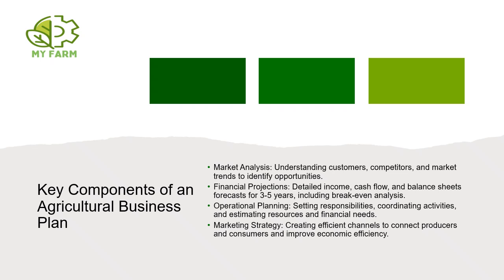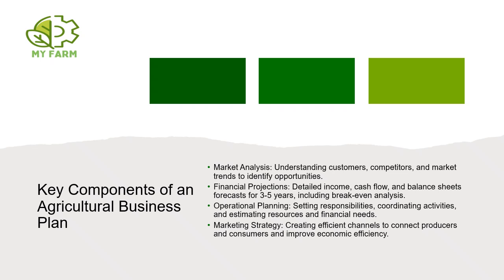Another crucial component is financial projections. These include detailed forecasts for income, cash flow, and balance sheets over a 3 to 5 year period. Financial projections help estimate future profitability, determine funding needs, and evaluate whether the business idea is financially viable. A key part of this section is the break-even analysis, which shows the minimum level of production or sales needed to cover costs. This helps farmers plan more precisely and avoid financial stress during difficult seasons.